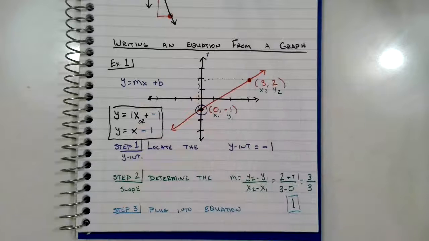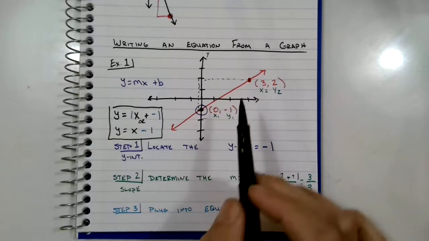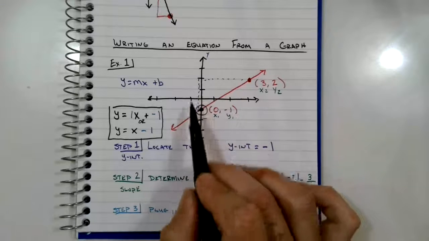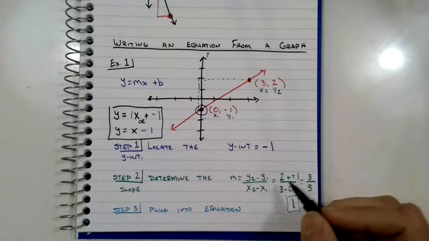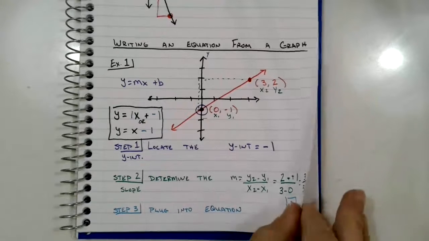So when you write an equation from a graph, look for that y-intercept first. Find it, and then you find your slope either by counting or you can use your slope formula to do that too. Now sometimes it might say write an equation when given 2 points. Let's look at an example like that. We're going to turn a page here.